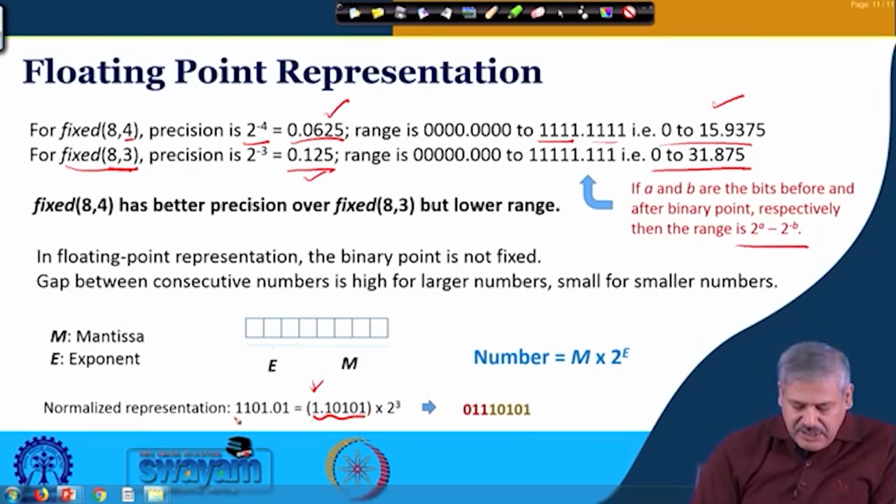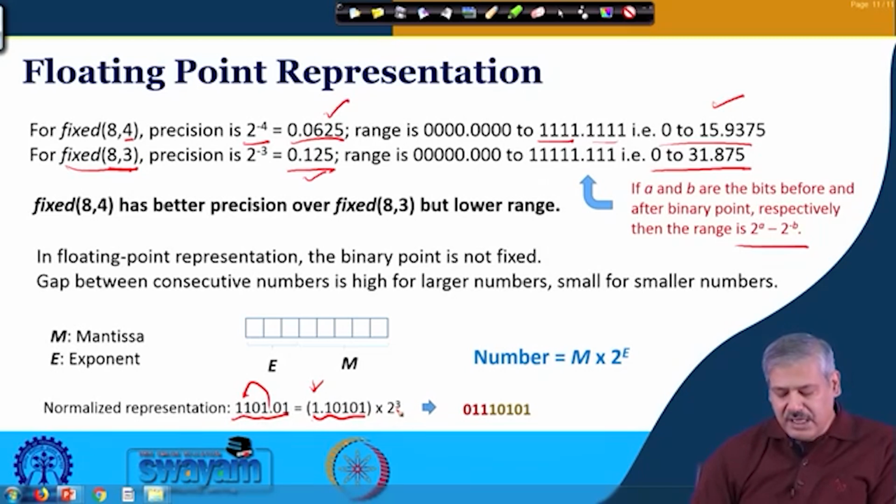So, if the original number is say 1101.01, we shall shift the number in such a manner that the binary point comes over here. So, only 1 will be present before the binary point. So, this is the corresponding number. How many shifts are there? 3 shifts are there, and 3 shifts means to the left. So, that means it is 2 to the power 3. So, this into 2 to the power 3 is the same as the original number.